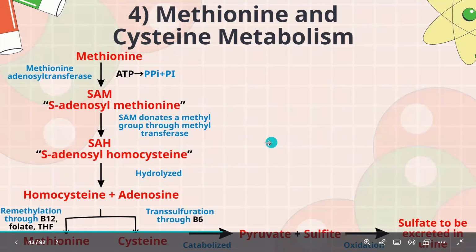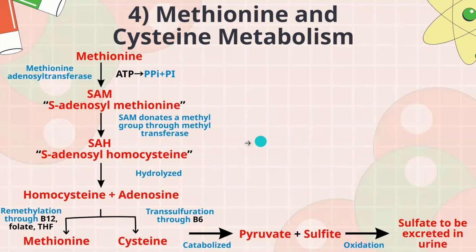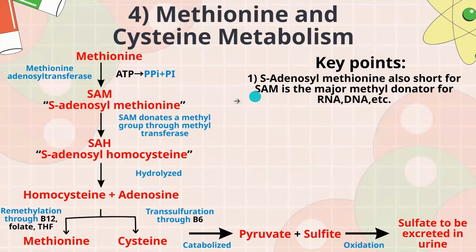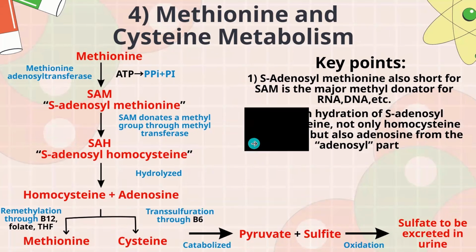It's very important, okay? Please repeat this video as many times as you can, but mainly focus on this point exactly. And now let's talk about the key points of the entire step. First of all, we said S-adenosylmethionine, also short for SAM, is the major methyl donor for RNA and DNA and other stuff, right? Also, it donates its methyl group to give S-adenosyl homocysteine.